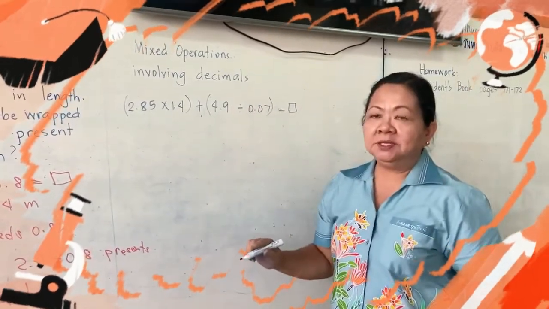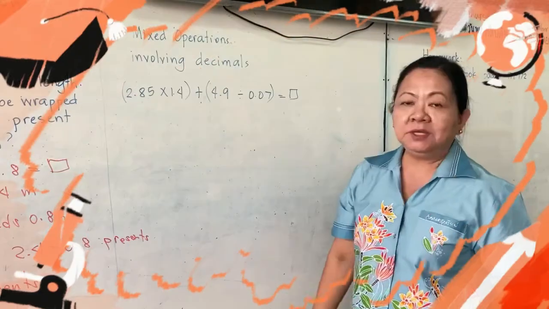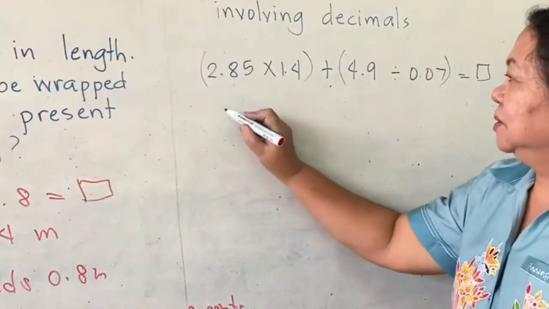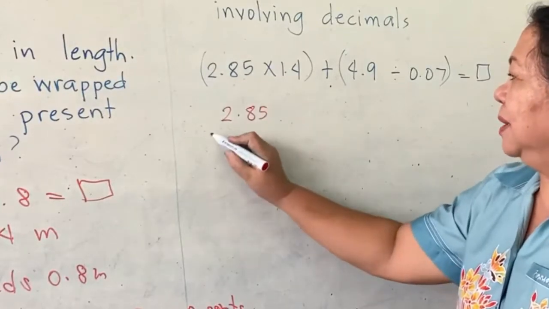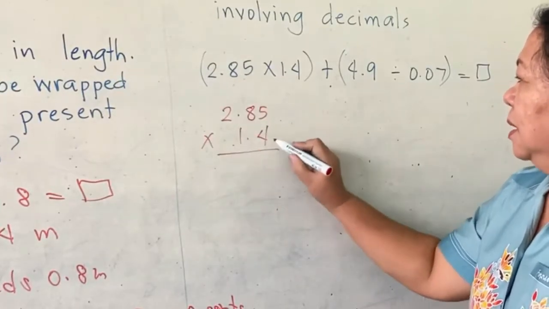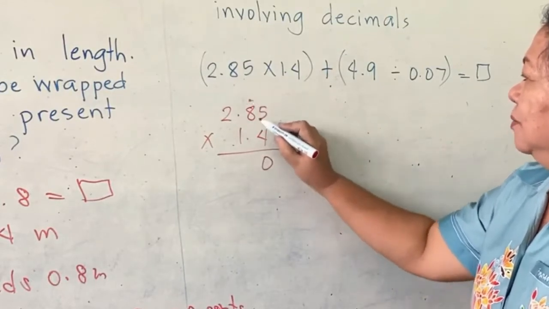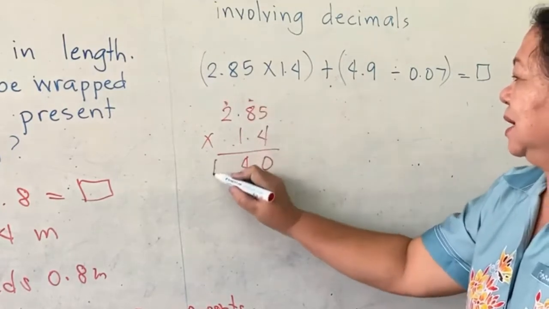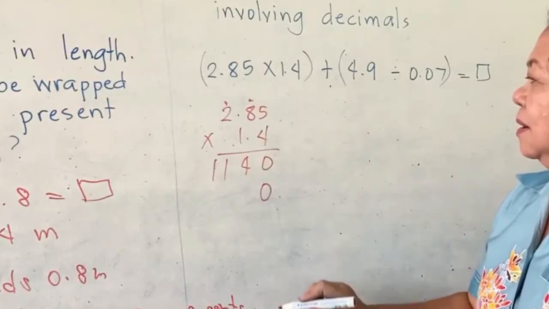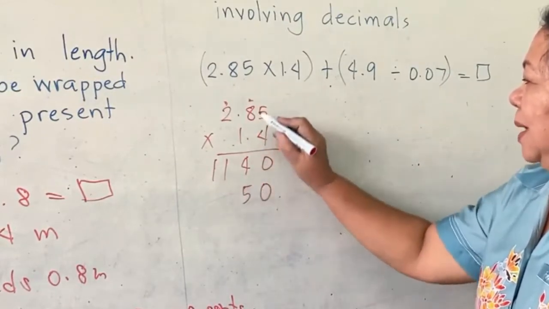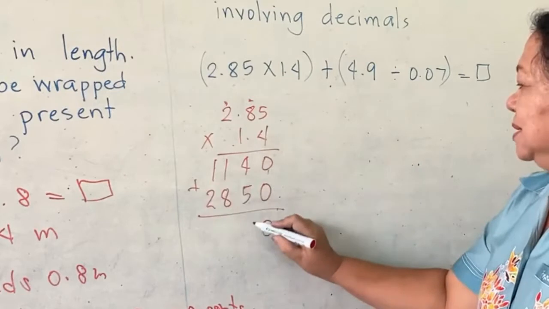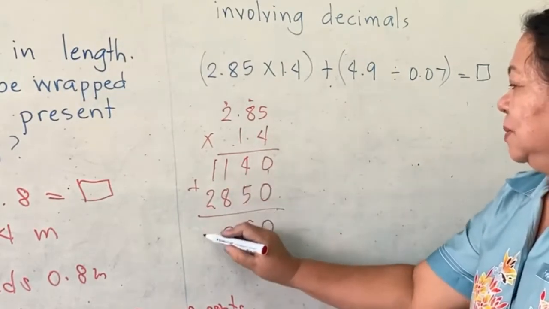It is mixed operations involving decimals. Here, we have multiplication, we have addition, and we have division. First, we will do the numbers inside the parentheses. 2.85 times 1.4. 4 times 5 is 20, carry 2. 4 times 8 is 32, plus 2 is 34, carry 3. 4 times 2 is 8, plus 3 is 11. Write here 0. Then 1 times 5 is 5. 1 times 8 is 8. 1 times 2 is 2. And then bring down 0. 4 plus 5 is 9. 1 plus 8 is 9. 1 plus 2 is 3.